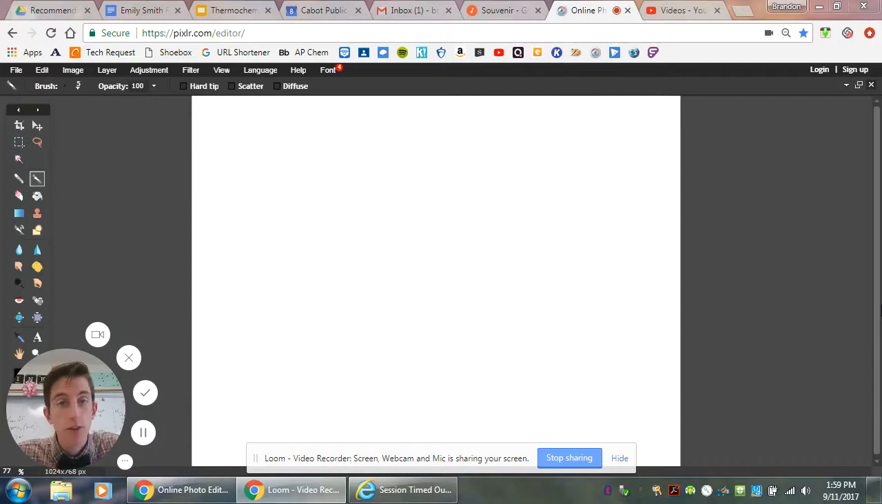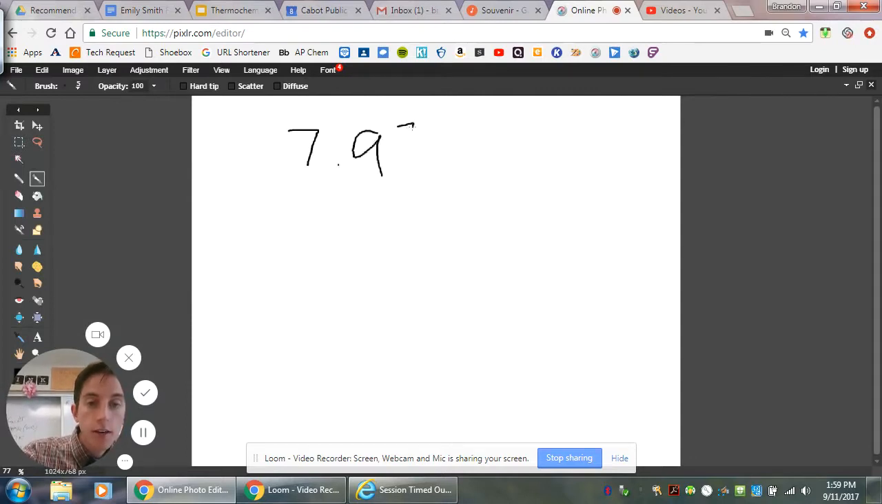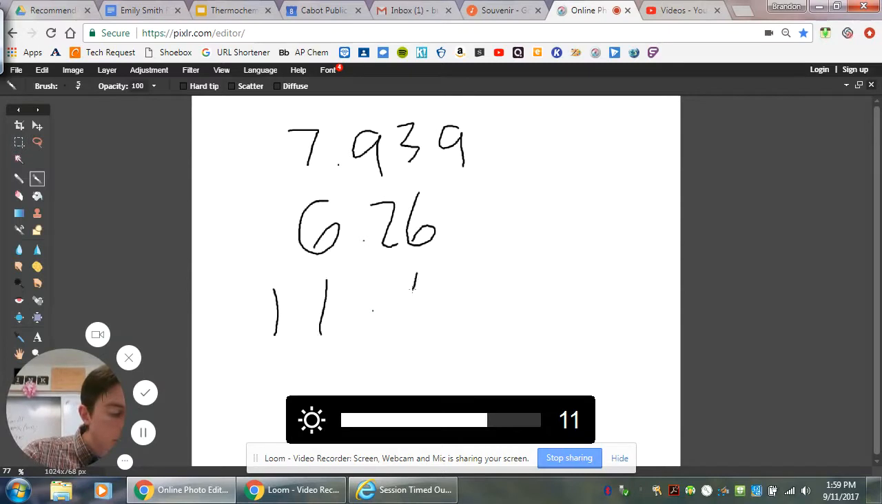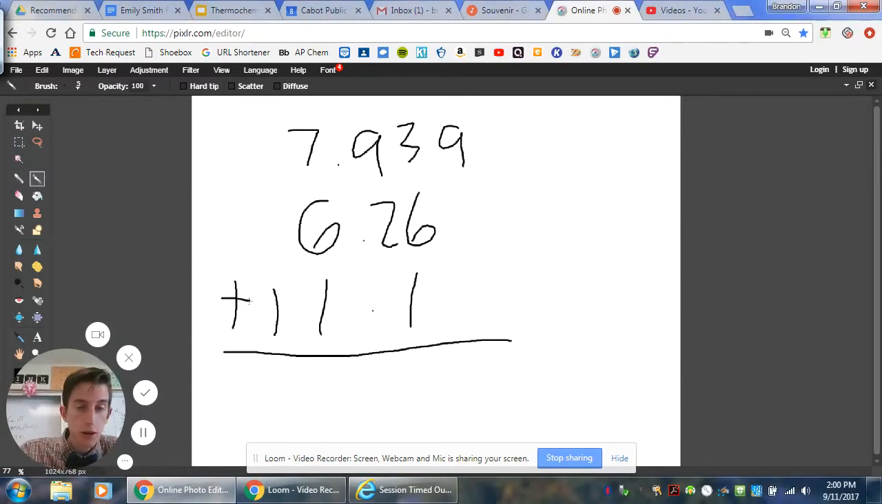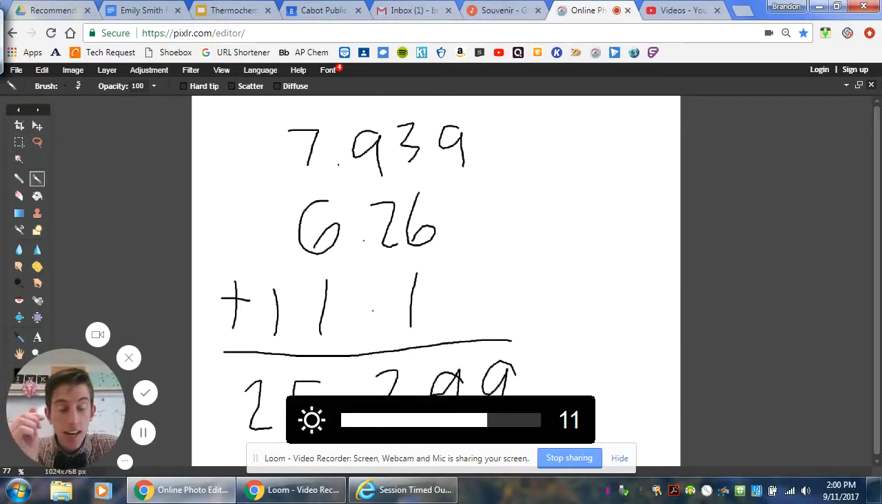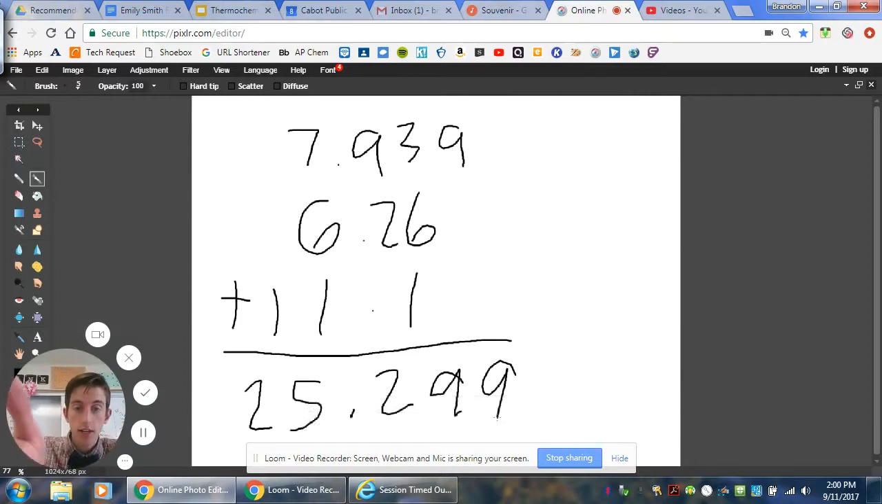It just spits out a number as far as it can go, and then you have to figure out the significant figures in this. So, for instance, we have this problem here, 7.939 plus 6.26 plus 11.1. Okay, this is all added together. When we work out this problem, what your calculator is going to give you is 25.299.